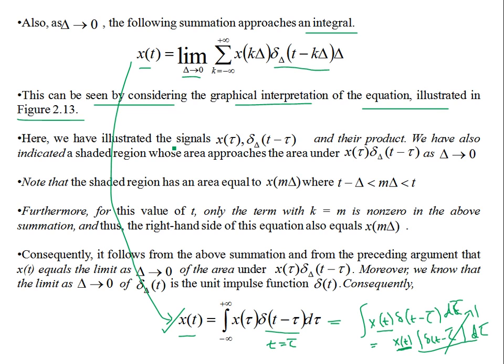So you see, we illustrated the signals. In part A you have x of tau, then in part B you have a shifted pulse, and then you see their product. We have also indicated the shaded region whose area approaches the area under x of t delta of t minus tau as delta approaches 0. Note that the shaded region has an area equal to x of m delta, where the finite duration exists from t minus delta to t.